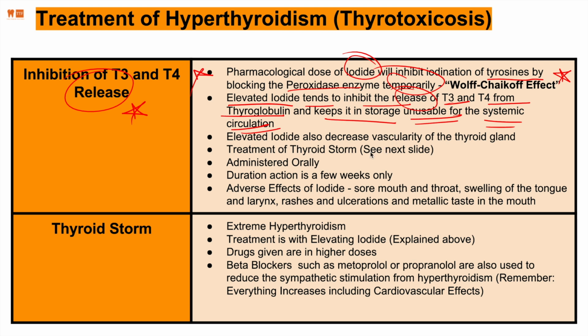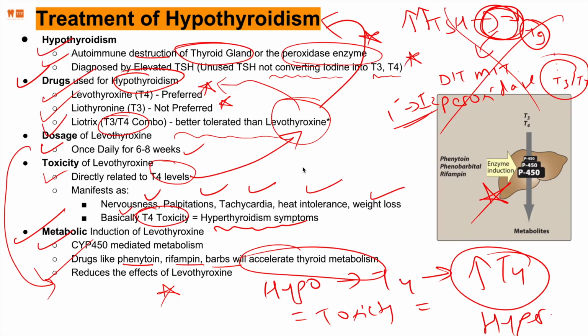Elevated iodine also decreases vascularity of the thyroid gland, therefore decreasing the effects. Treatment of thyroid storm, of course, is on the next slide right here. It's administered orally. Duration of action is a few weeks only. Adverse effects of elevated iodine: sore mouth, sore throat, swelling of the tongue, swelling of the larynx, rashes, ulcerations, and metallic taste are all iodine side effects. Okay, all of this is well explained back in this chart here.